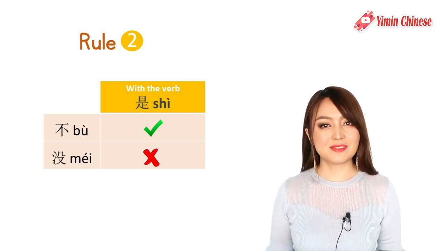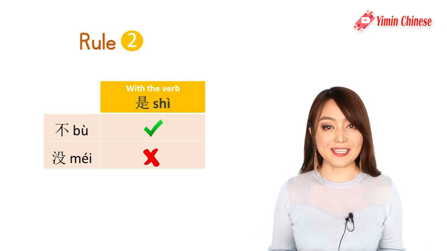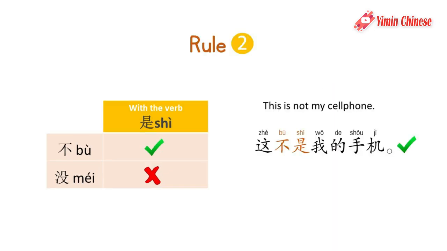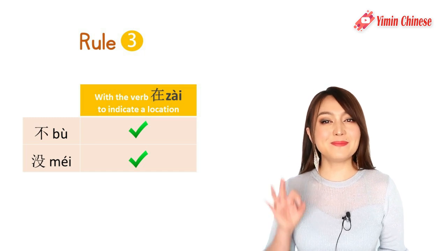Okay, rule number 2. For the verb 是 to be, now you can only use 不. You cannot use 没. You should say 不是, not 没是. 比如说这不是我的手机, This is not my cell phone. 这不是我的手机. So the verb 是 only works with 不 to negate: 不是. You cannot say 没是.